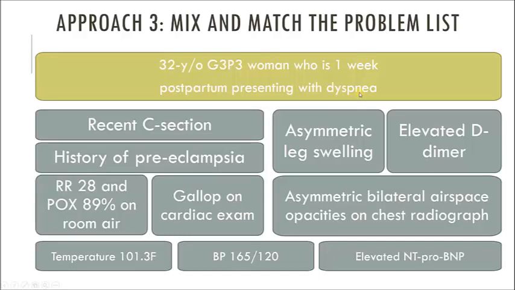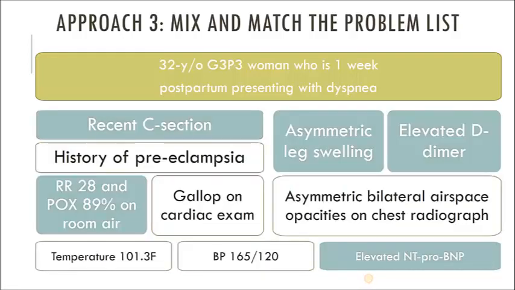She had a recent C-section. She's got a little bit of asymmetric leg swelling. She has an elevated D-dimer. She has a history of preeclampsia. She's tachypneic. She's hypoxemic. She has a gallop on exam. She has asymmetric bilateral airspace opacities. She's a little febrile. She's hypertensive. She has an elevated pro-BNP. This is a problem list, right? Lots of things going on here.